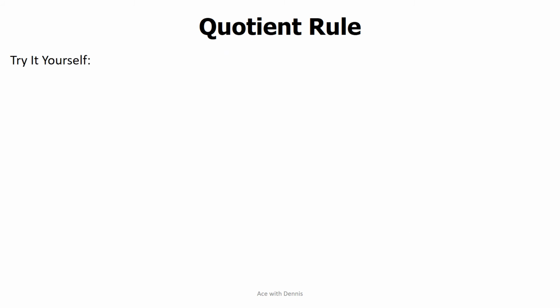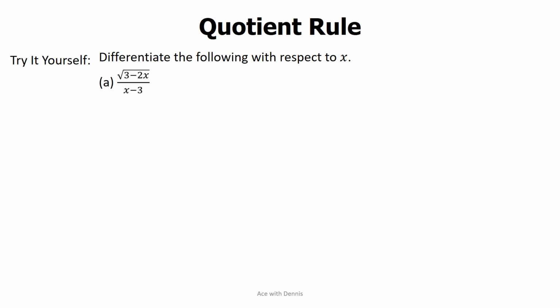Now you can try this example yourself. Differentiate the following with respect to x. A. Square root of (3 minus 2x) over (x minus 3). B. 5x over 2 square root of (2x squared minus 5). You can pause the video and try to do it yourself.